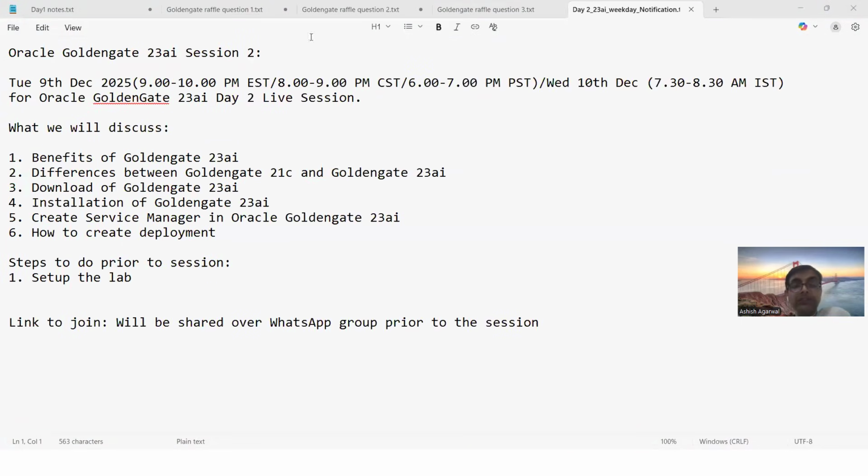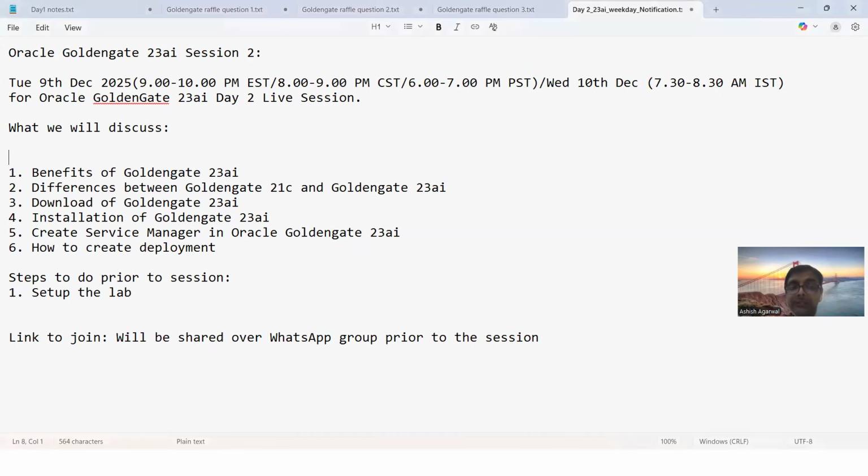So the next session we would be doing tomorrow, same timing. Okay, so in the next session, we'll be discussing Oracle GoldenGate architecture, classic and microservices. And then we'll also be discussing the benefits of GoldenGate 23i.